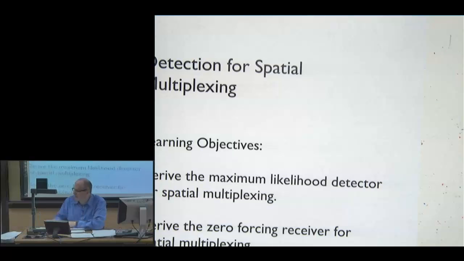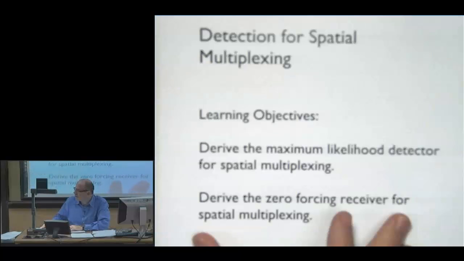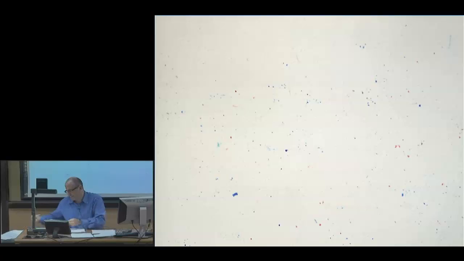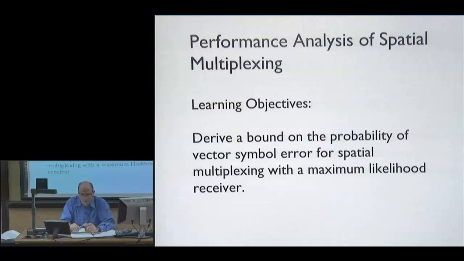In particular, we're going to do two things. First is we're going to look at detection in spatial multiplexing systems. So we're going to derive the maximum likelihood detector and then talk about the zero forcing receiver. So you should be able to derive both of these receivers here. And then the second topic, hopefully we'll have time to finish, is performance analysis of spatial multiplexing.